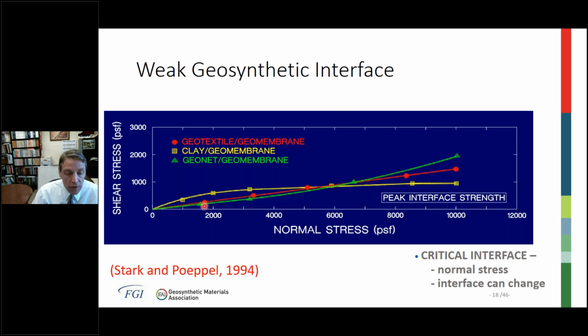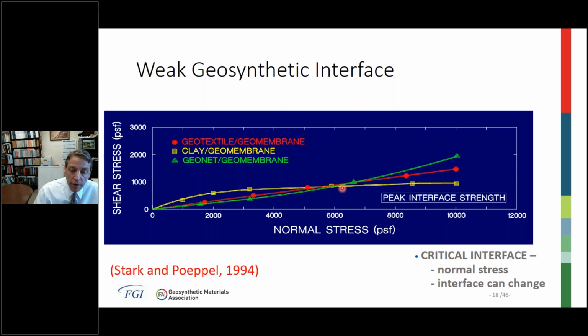So if you look, the critical interface is the lowest strength envelope, so that's the geonet geomembrane interface, up to about 6,000 pounds per square foot. Then past 6,000 pounds per square foot, the yellow or compacted clay geomembrane interface becomes critical. So this case started showing the importance of normal stress on the interface testing, the strength of the geosynthetic interfaces, and the importance of including that in the slope stability analyses.